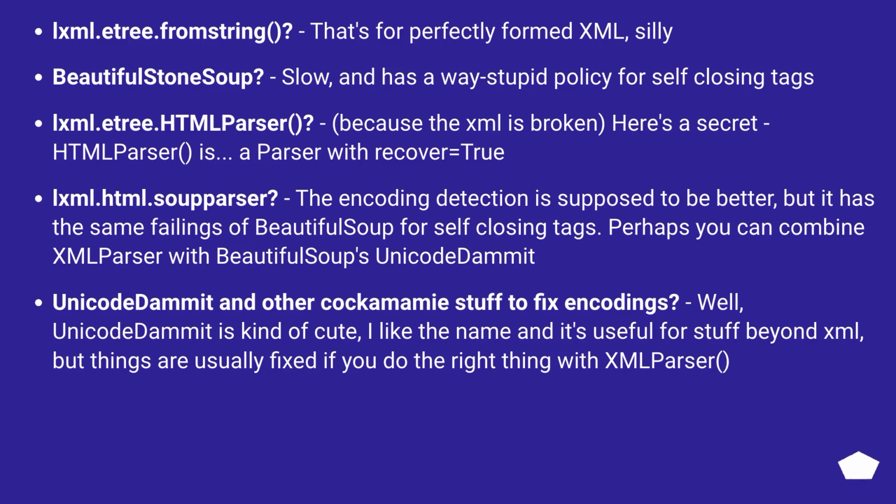lxml.etree.HTMLParser. Because the XML is broken, here's a secret: HTMLParser is a parser with recover=True. lxml.html.soupparser. The encoding detection is supposed to be better, but it has the same failings of Beautiful Soup for self-closing tags. Perhaps you can combine an XML parser with Beautiful Soup's UnicodeDammit and other cockamamie stuff to fix encodings. Well, UnicodeDammit is kind of cute, I like the name and it's useful for stuff beyond XML, but things are usually fixed if you do the right thing with the XML parser.